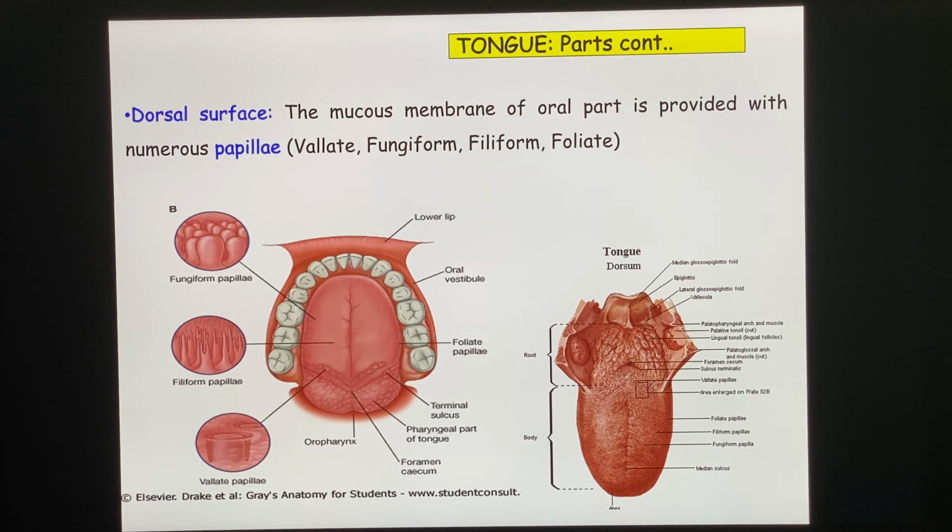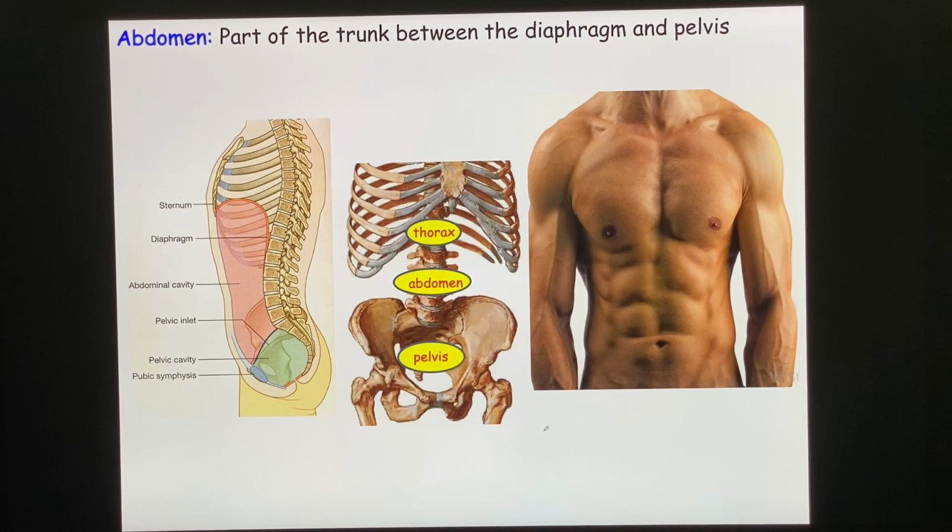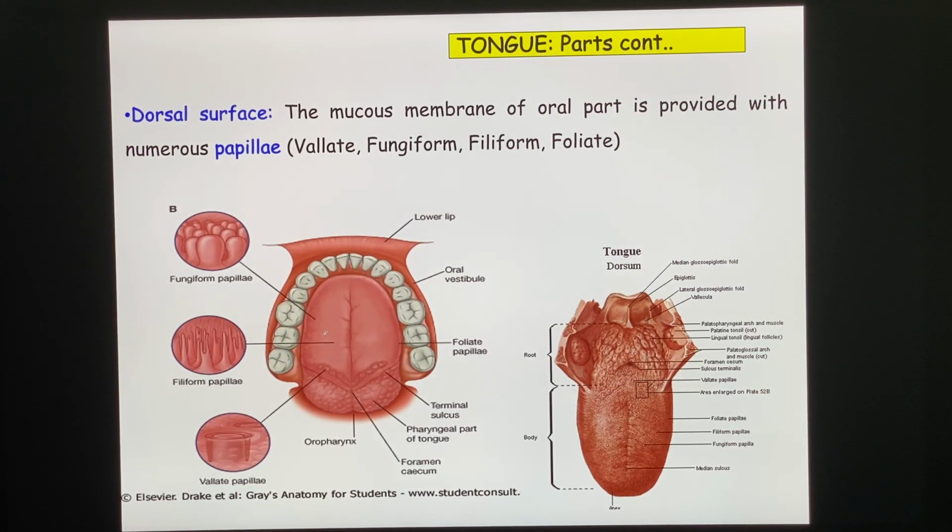Here is another picture showing you the dorsal surface, saying that the dorsal surface is not smooth. Instead, it has got small projections, both on the anterior 2/3 and posterior 1/3. On the posterior 1/3 we call them the tonsils, but on the anterior 2/3 we call them the papillae. The different papillae, you again know them: fungiform papillae, filiform papillae, circumvallate papillae, and also foliate papillae. The foliate papillae are seen here. So these are the different papillae we see on the dorsum of the tongue.